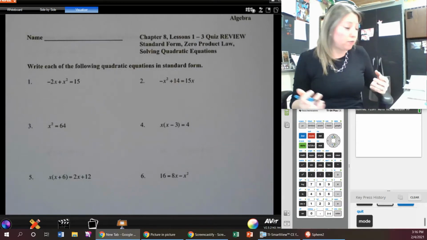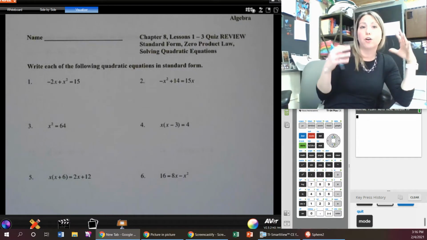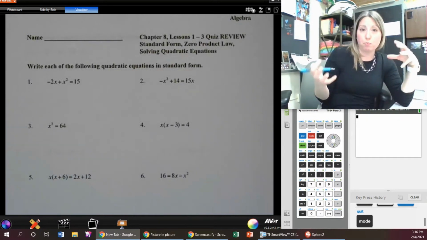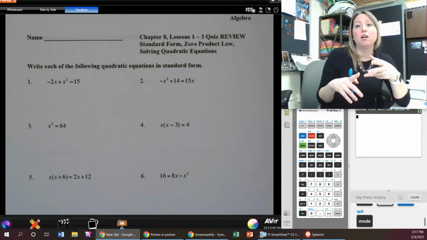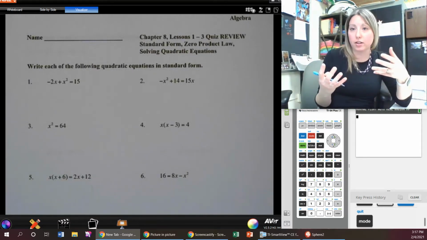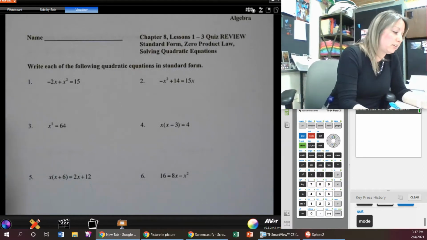So we're just going to be reviewing before our quiz. I just want to make sure that we go over all of the pieces that we've been using to get standard form, use the zero product law, and then generally solve quadratic equations. So we're just putting all of our pieces from these first 3 lessons together.